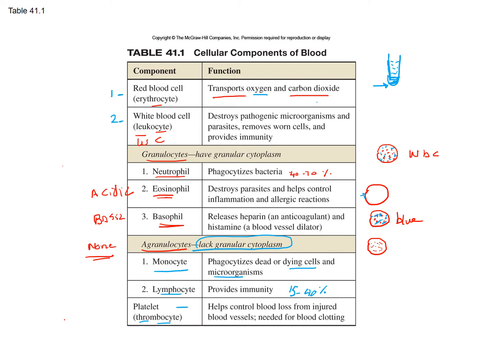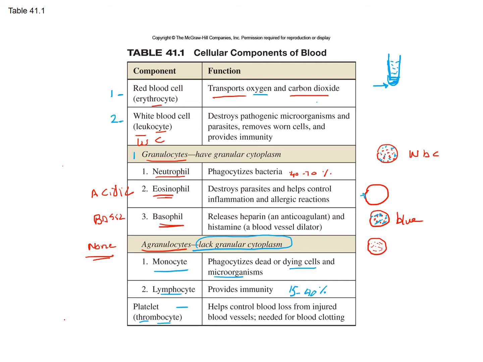So the heavier cells stay in the bottom, and the rest will be the liquid of the blood. The blood cells have two main types. One is the red blood cells, erythrocytes, which transport oxygen and carbon dioxide. The other one is white blood cells, called leukocytes. This is your immune system, which destroys pathogens and microorganisms.